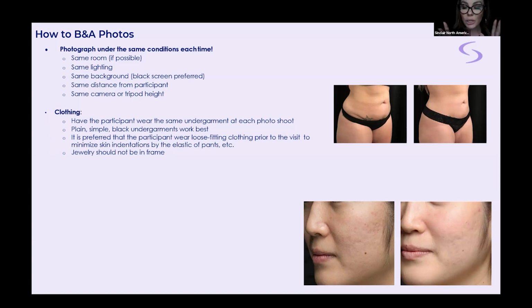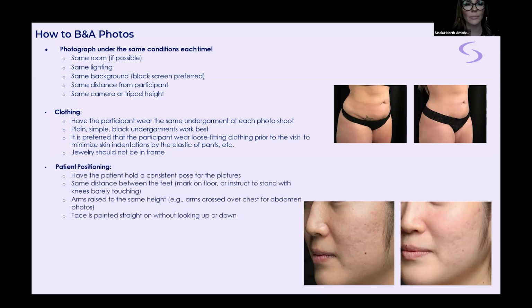And then jewelry should not be in the frame. Again, if they're little studs that they never take out, that's not a big deal. If it's a nose ring that is always in, okay, that's fine. But if it's something like what I'm wearing or a ginormous necklace and you're trying to take a before and after photo of a neck, have them take it off just for the photo.